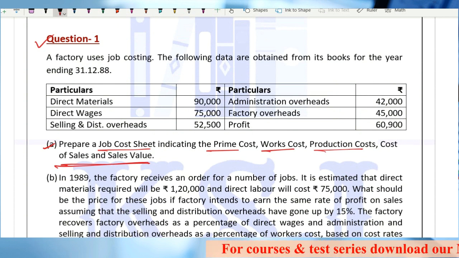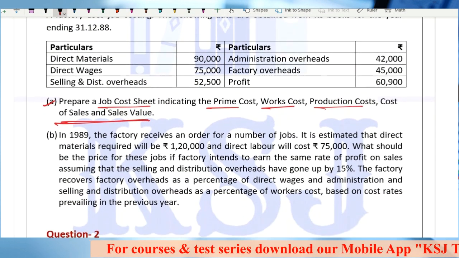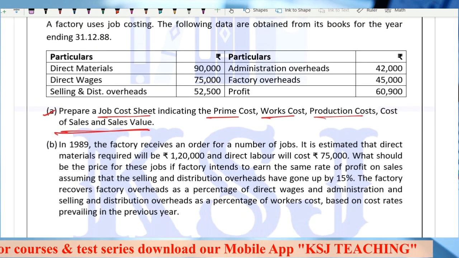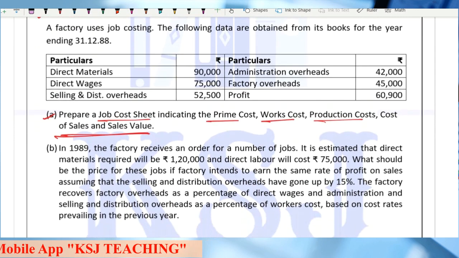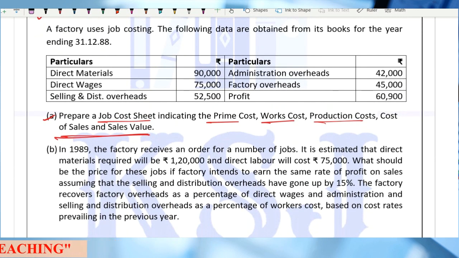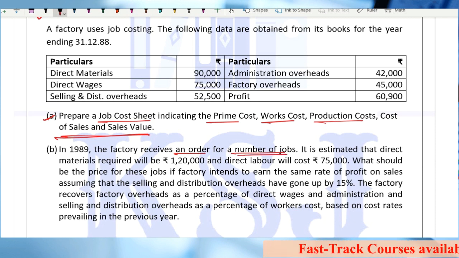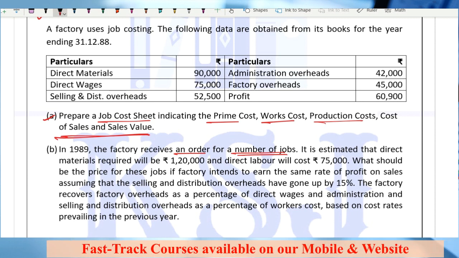I don't think there will be any doubts in this part, right? Now, coming to the second part, read the second part very carefully. In 1989, that is in the next year, right? This data is for 88. In 1989, the factory receives an order for a number of jobs, right? For various jobs, they have received various orders.